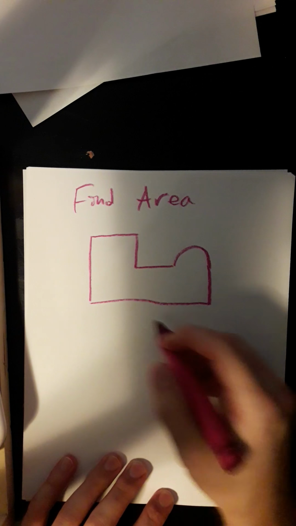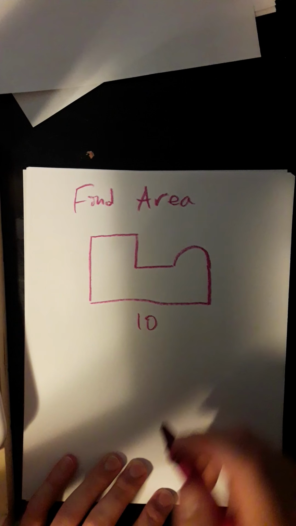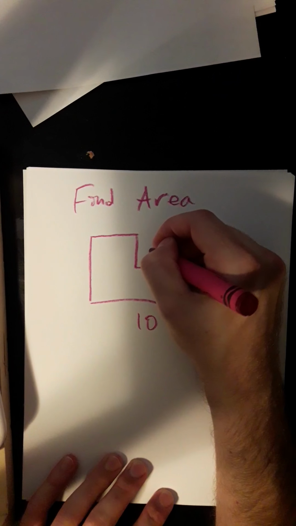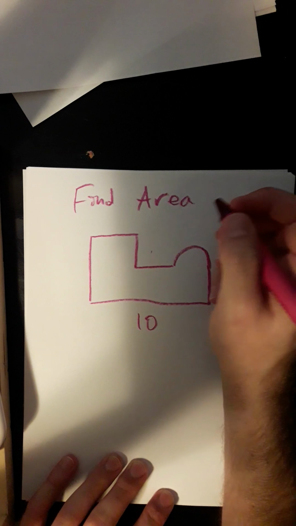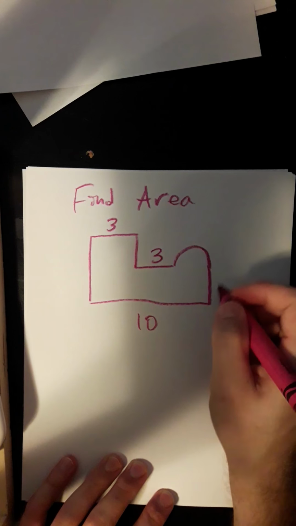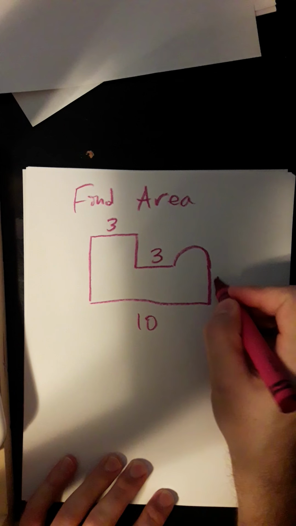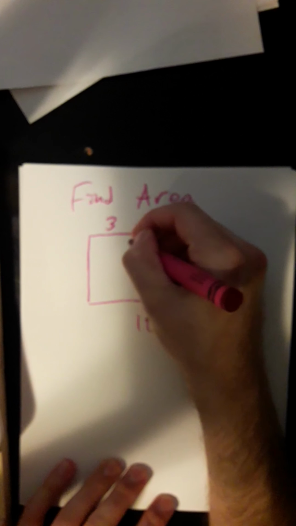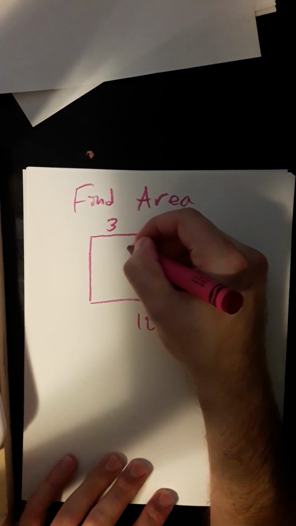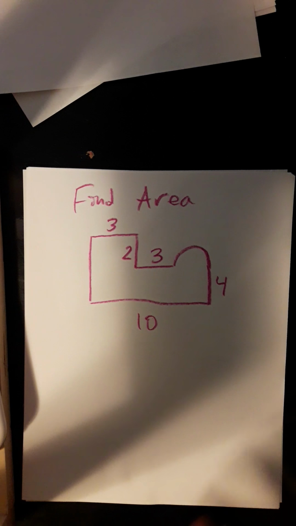And they said, okay, all the way across this is, I'm going to say 10. And this distance is 3, and this distance is 3. This distance is 4. This distance is 2. Okay? Now we're going to find the area of this shape.